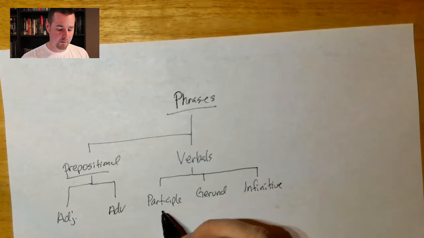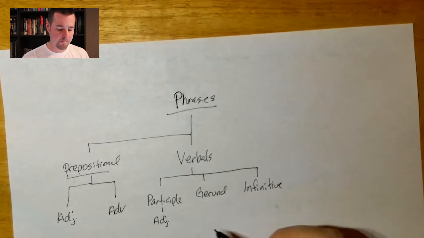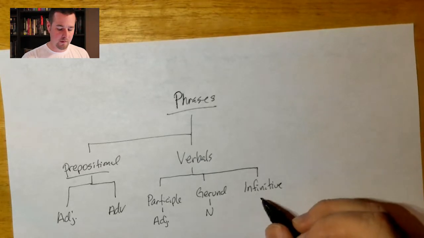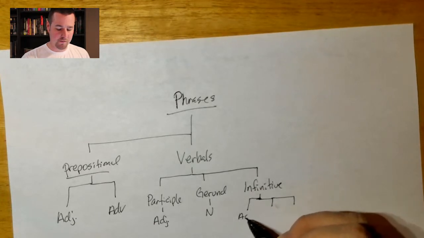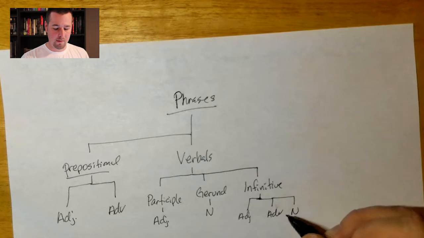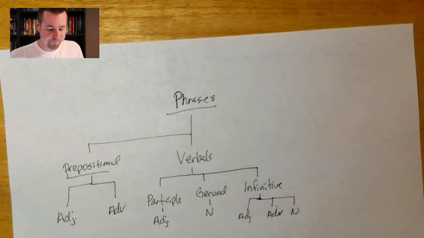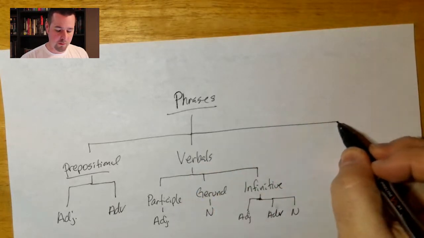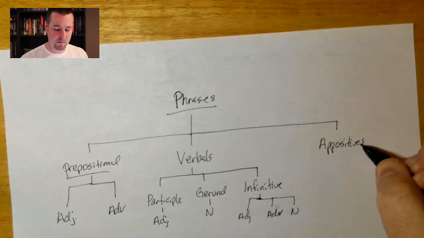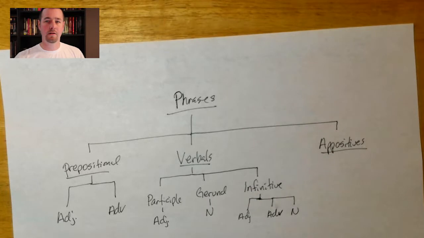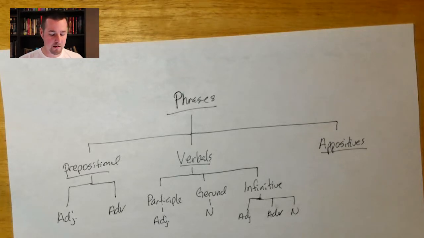Alright, and then we can break this down too. Participles will be adjectives. Gerunds are always nouns. Infinitives, now they can be more than one thing. They could be adjectives, they could be adverbs, or they could be nouns. So they could be one of those 3. And then another group of phrases are called the appositives. Appositives are just sort of out there on their own. You can't really break them down even further than what they are. They're very, very easy to understand, and so when we get to that point, you shouldn't have any problems with appositives. So this is our basic layout here.